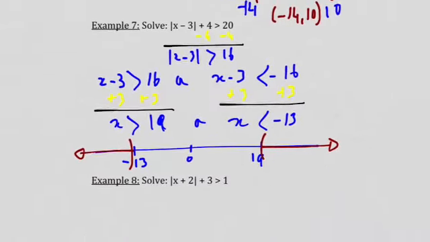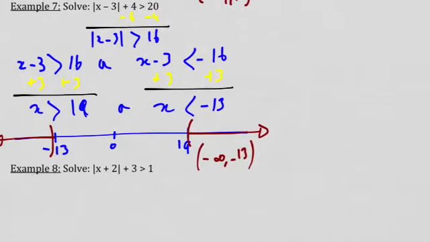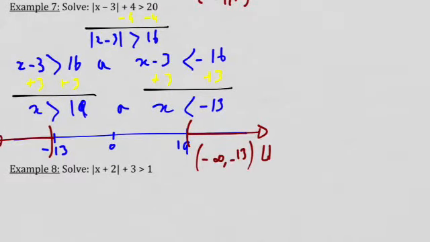So far, what I can say is that my interval notation is going to be negative infinity, negative 13, with a parenthesis next to negative 13, always a parenthesis next to infinity, union, and then 19, plus infinity. Always a parenthesis next to plus infinity, and there is a parenthesis next to 19 because there is no equal in my symbol.